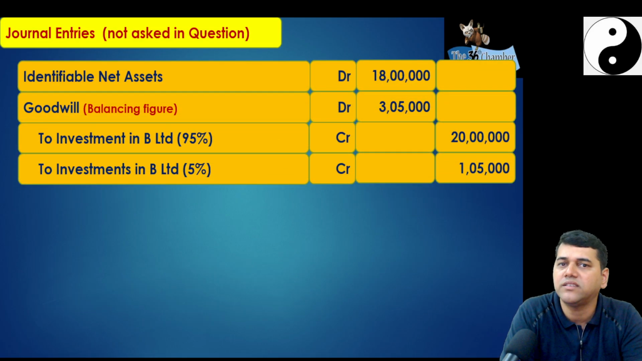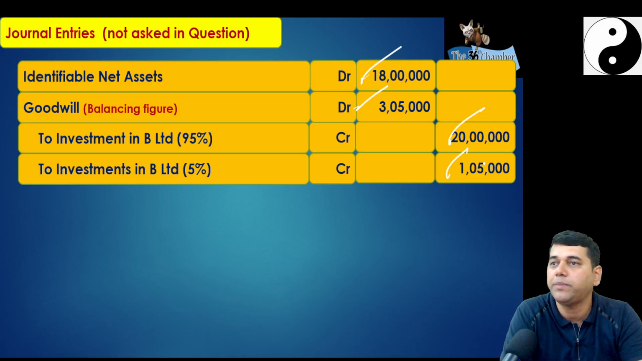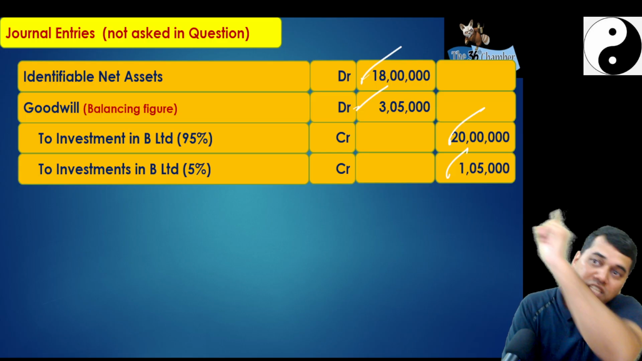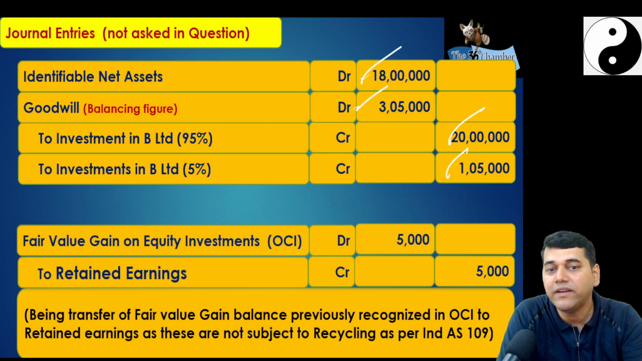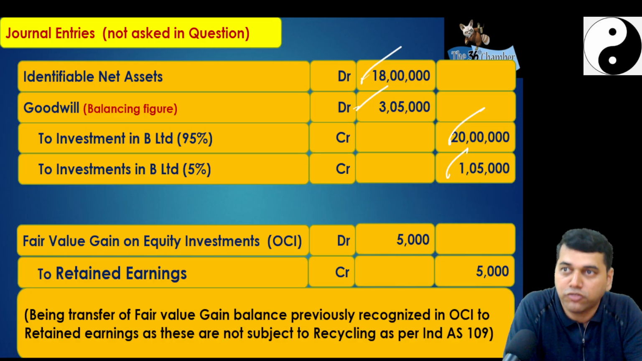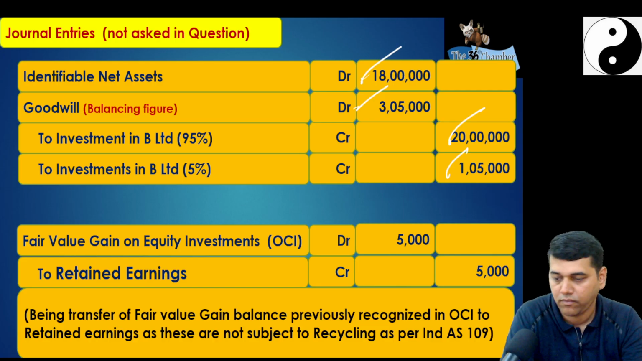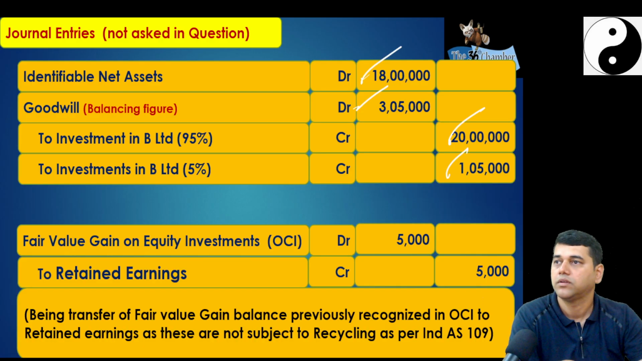Since they didn't ask you for the journal entry, I can show you my identified assets, 18 lakhs. They didn't ask because they didn't give you these two values. Goodwill will be 3,05,000, the balancing figure. Investment in B 95%, investment in B 5% is 1,05,000. If this was at cost, you would have restated it and taken the difference to P&L account or OCI. Where do you take? You will take to OCI. Why? Because originally it is shown in OCI. Since already an equity reserve is there, you will debit that OCI reserve, credit to the retained earnings. In the previous question, we didn't do this because there was nothing like that. In this question, we are doing it because it is available there. Clear, no? Yes, friends.